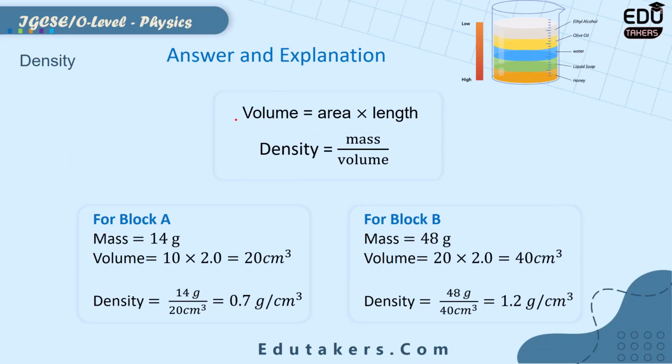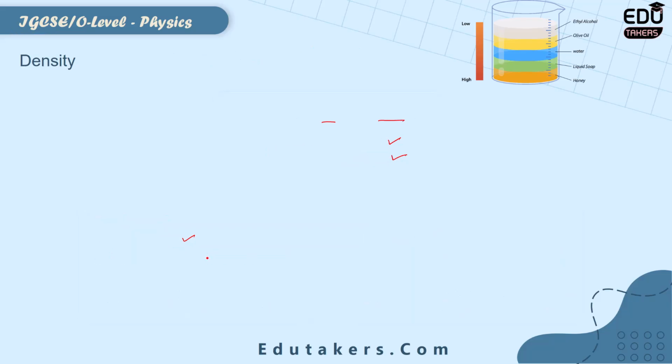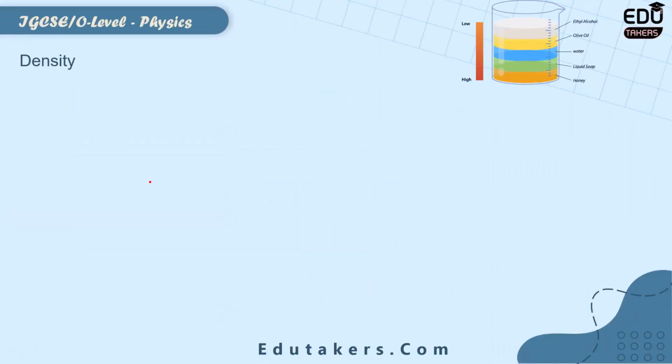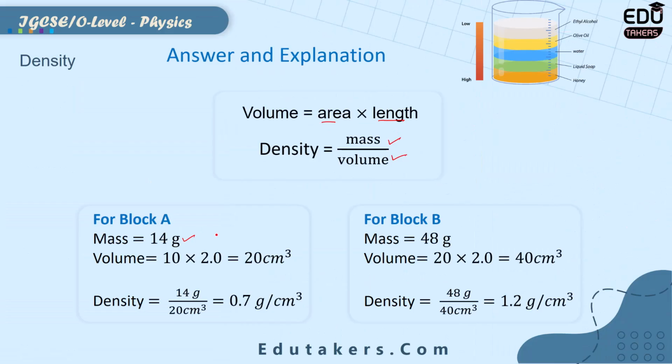Here you have to use the formulas. Volume is equal to area multiplied by length and density is equal to mass per unit volume. For the block A, the mass is given as 14 gram and the volume is 10 multiplied by 2.0. How can you get this? Just multiply the area with length. Here area is given, which is 10 centimeter square, and the side length is 2.0 centimeter. You just multiply both of these to get the volume. So the volume comes to be 20 cubic centimeter.